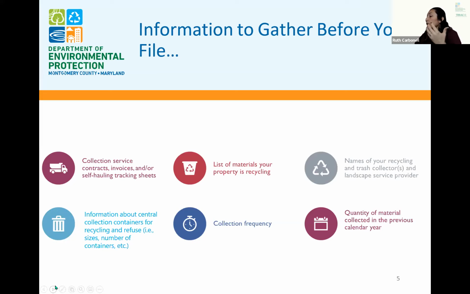Oftentimes, if you're the property manager, you should be able to know that already, but if you don't know, go to your contract, make sure it's the same person that you are paying for, right? Information about central collection containers, for example, the sizes of the containers, the numbers of the containers, so you want to make sure you have all of that in order.